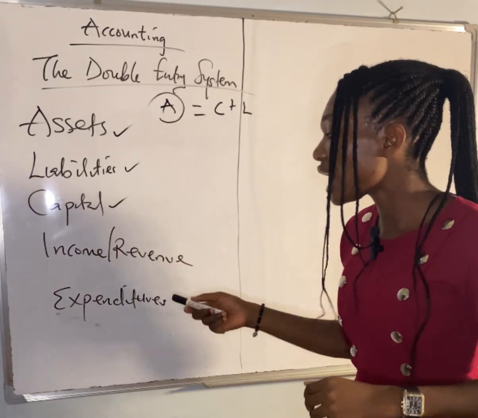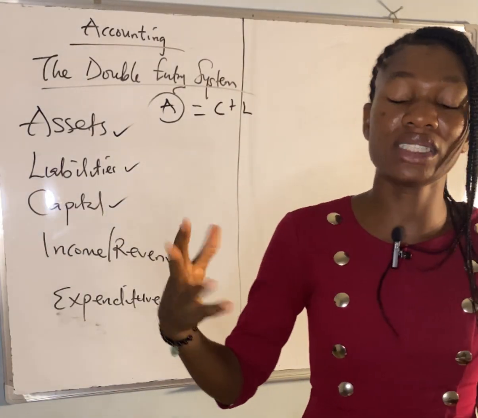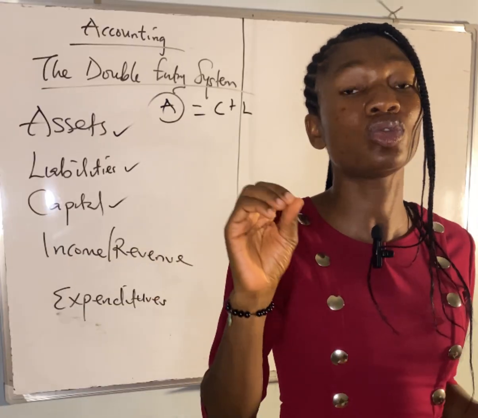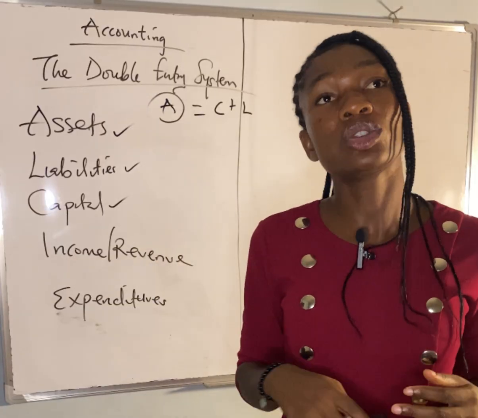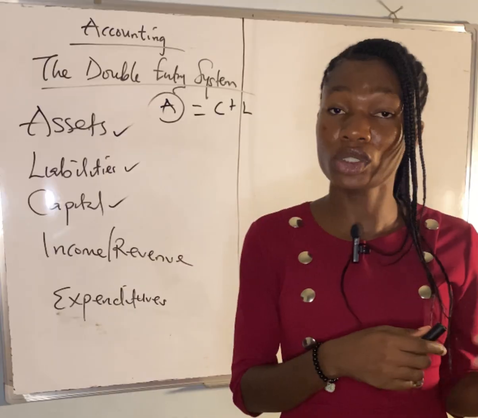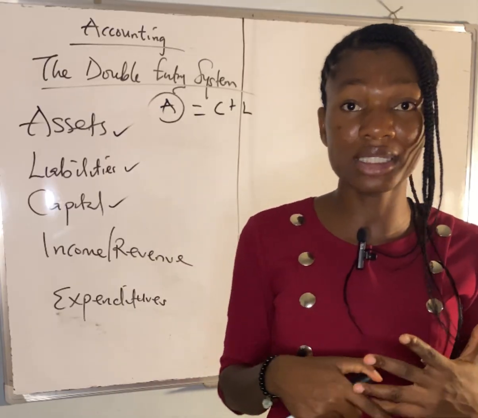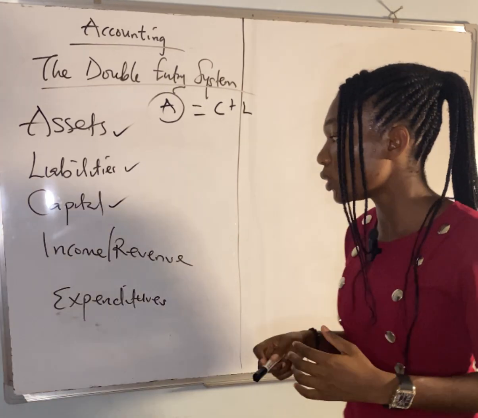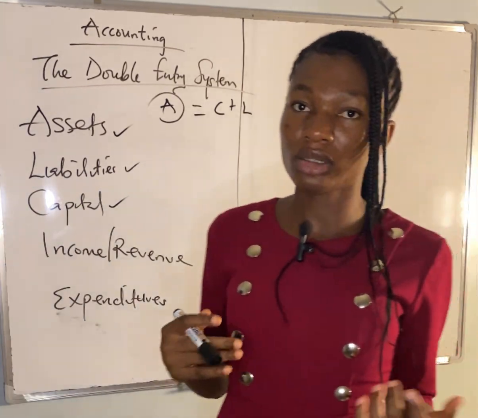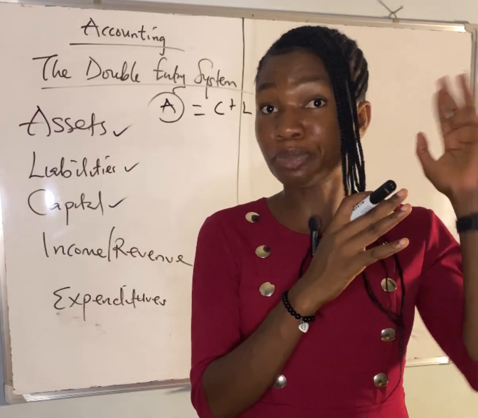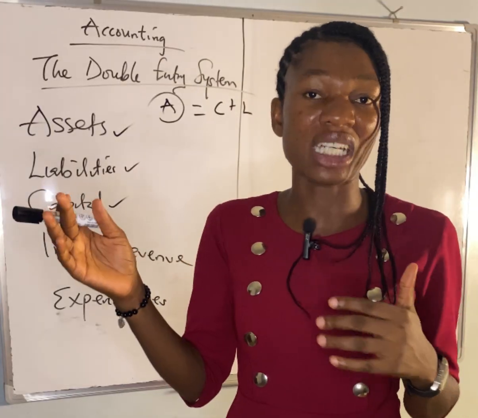Now then we have expenditures: every other activity that makes money go out, whatever makes you spend. For example, you have to pay salary, buy goods, pay transportation, carriage inwards, there are a lot of expenses, you have to pay for utilities. Now at the end of it all, we should have a balanced account, reflecting the amount we had previously, the amount that has gone out and the amount that has come in.